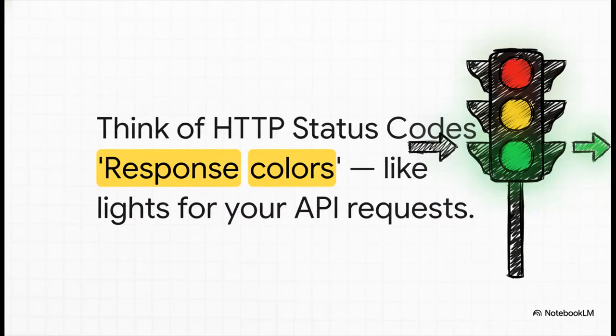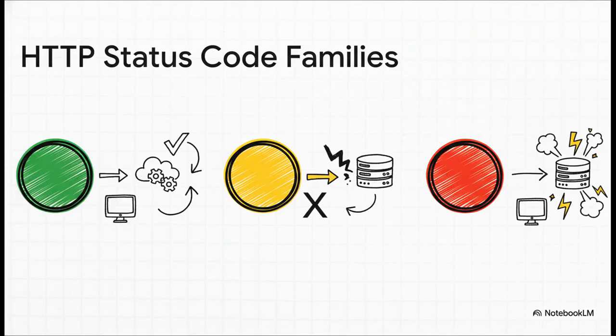Okay, so we send a request. How does the server tell us what happened? It sends back something called a status code. And a really good way to think about these is as response colors, kind of like traffic lights for our API requests. It's actually pretty simple. Anything in the 200s is a green light. Success. It all worked.